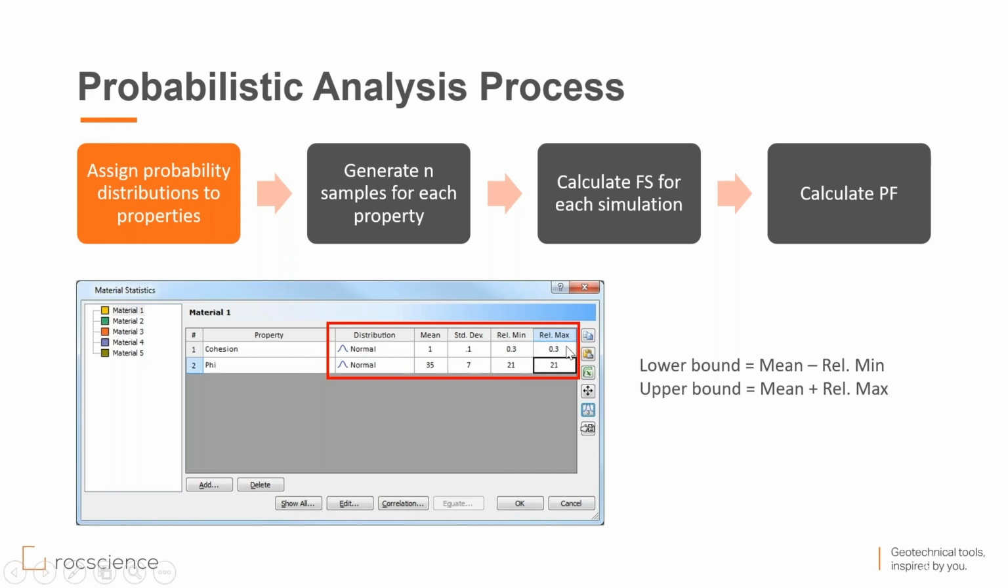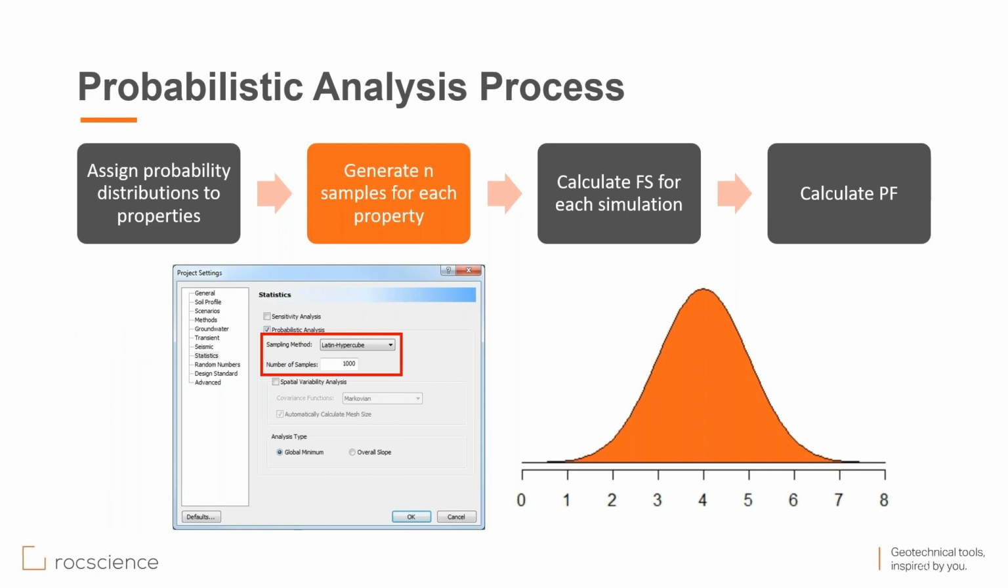Then we have relative min and relative max. These describe the extents of the samples we want to consider. So mean minus min, 1 minus 0.3 is 0.7, and that's the lowest value we want to consider for this one. 1 plus 0.3, 1.3, is the highest. So we have our distribution. Now we want to sample it. And how many times do we want to sample it? That's defined in the project settings dialog. So here you might say, I want to sample this 1,000 times. You also select the sampling method, which I'll cover in the demo.